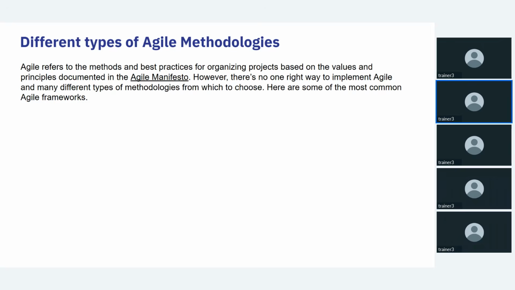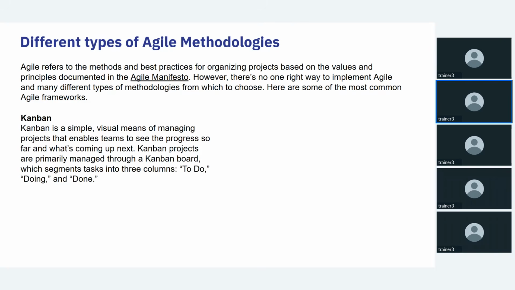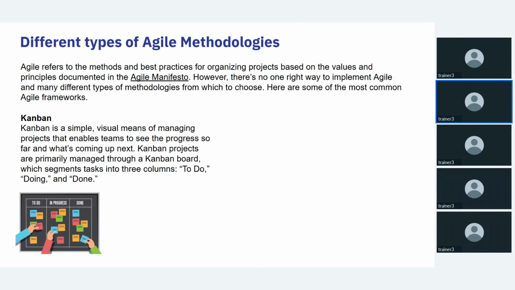There are different types of agile methodology. Kanban, for example, is a simple visual method enabling the team to see the progress so far and what is coming up next. Kanban projects are primarily managed through the Kanban board, which segments the tasks into columns: to do, doing, and done. In this way you are going to use a sticky board. You stick a sticky note there, and after it is in progress, you update that sticky note into the progress column.